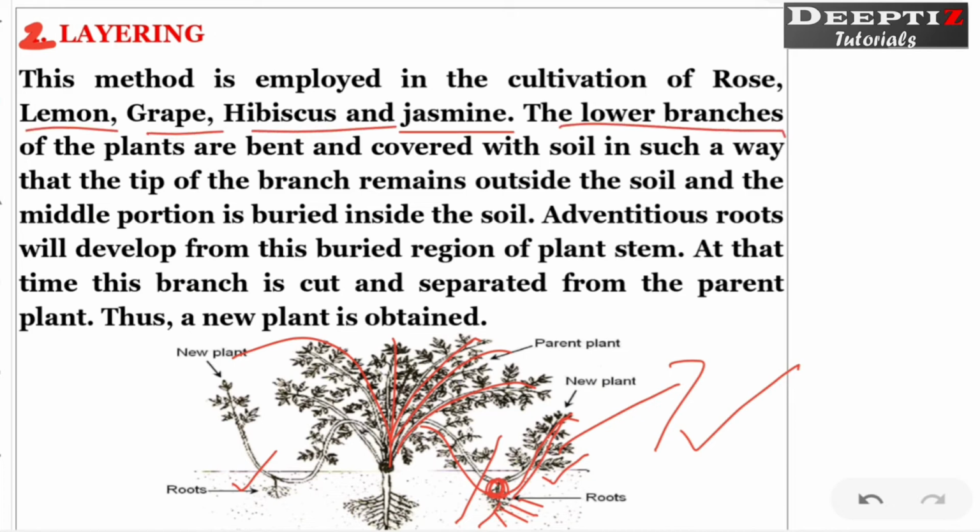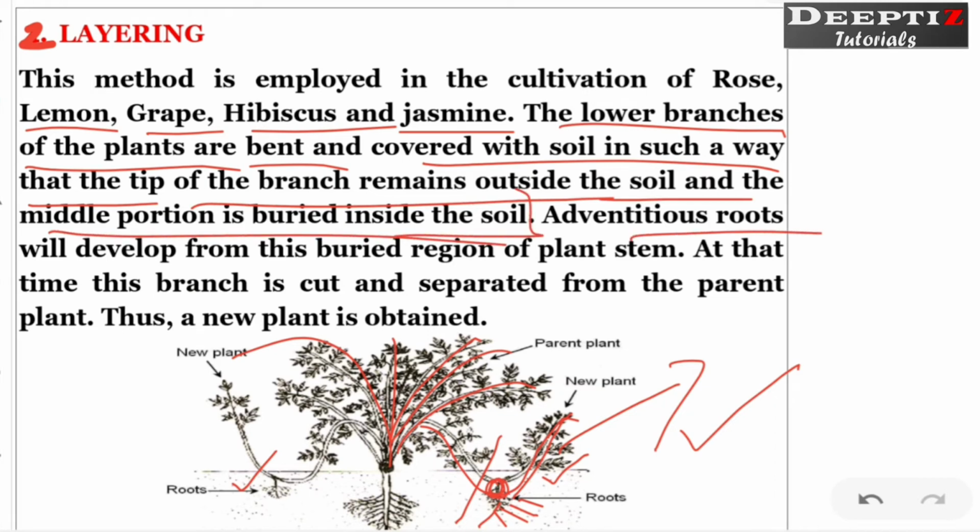So the lower branches of the plant are bent and covered with soil in such a way that the tip of the branch remains outside the soil and the middle portion is buried inside the soil. Adventitious roots will develop from this buried region of the plant stem. At that time this branch is cut and separated from the parent plant, so the new plant is obtained. What is the difference between cutting and layering? In cutting, the new plant is obtained by removing a part from the parent plant, but here the new plant is developed while still attached to the parent one.